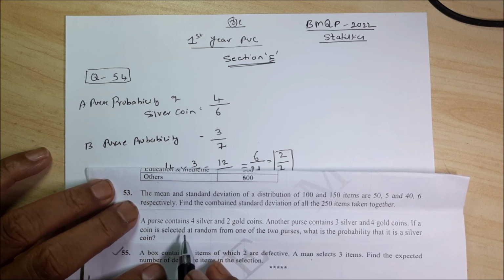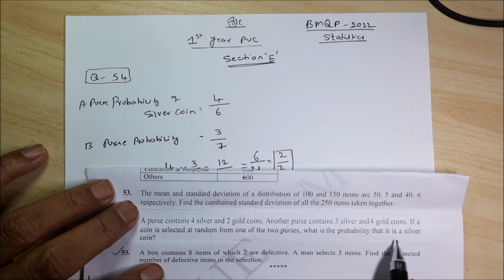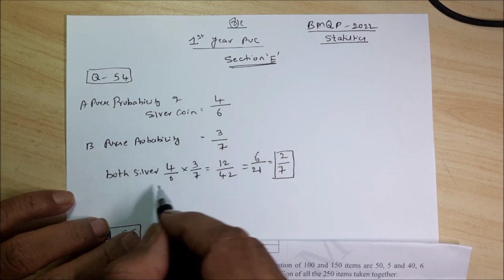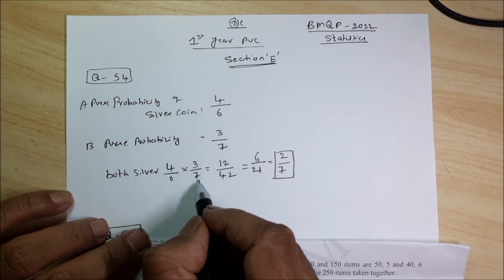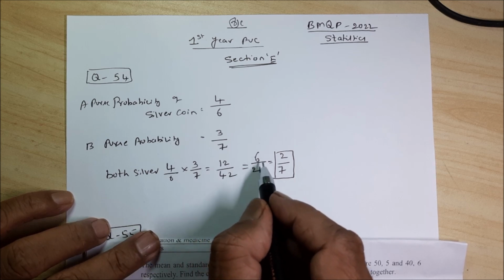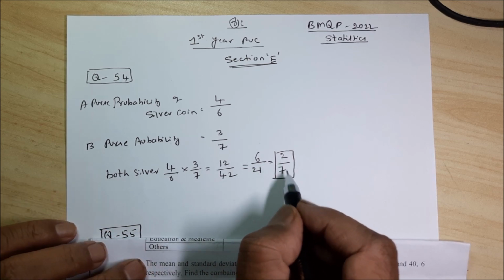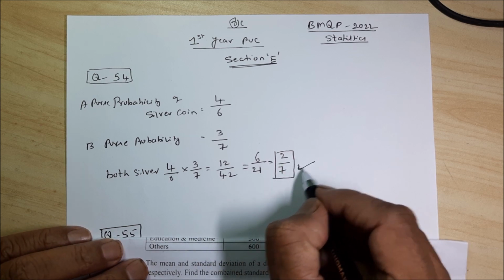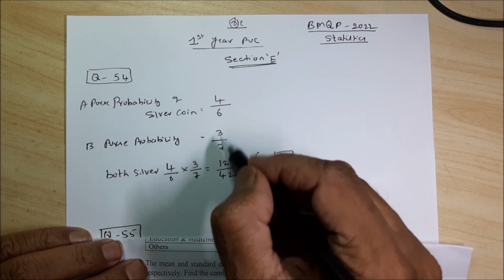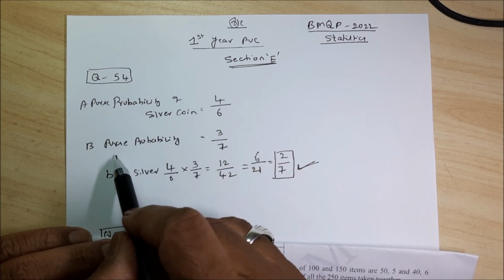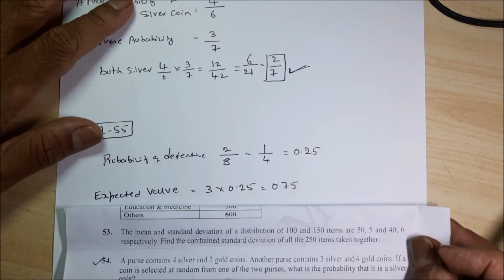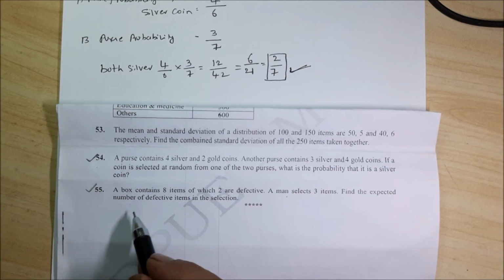Remember, they have asked for a silver coin. So 4 by 6 and 3 by 7. Both silver, so 4 by 6 into 3 by 7 is equal to 12 by 42, which on simplifying is 2 by 7. So the probability is 2 by 7. There ends the matter, but you should know how to do this. Multiply the first purse and the second purse, and you will get the answer. In a similar fashion, let us go to the next problem, 55.